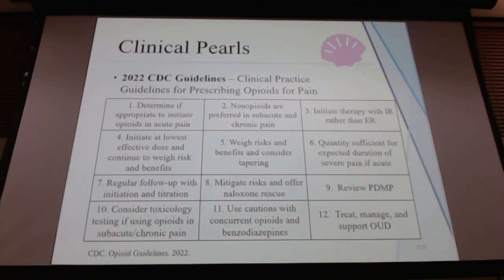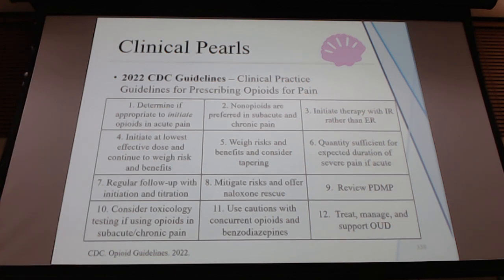All right. So the clinical pearls are actually going to be a summary of what the CDC guidelines are. So first we need to determine when to initiate opioids. So when can we initiate opioids? When are the best situations? Severe cancer, severe pain, acute procedures, terminal, end of life. Okay. Non-opioids are going to be preferred in subacute and chronic pain. Right, so subacute chronic pain, that's going to be our month plus.